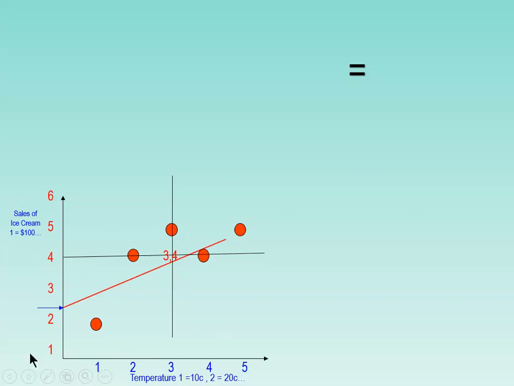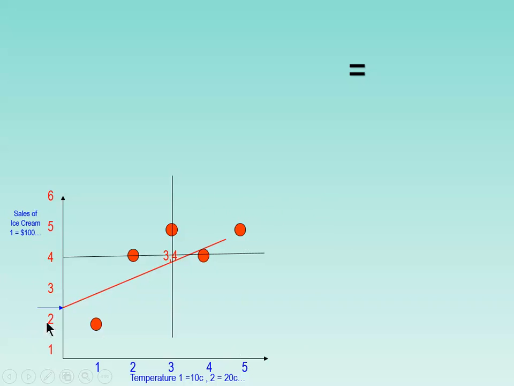Sales of ice cream. So as the temperature goes up, 1 equals 10 centigrade, all the way up to 50, our sales will go up. As you can see, the line actually kind of shows that it does.